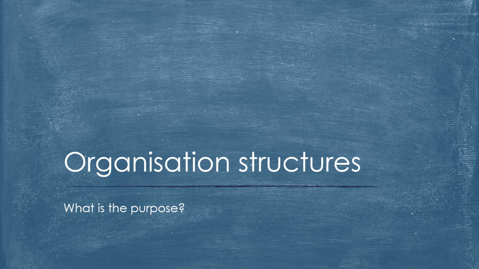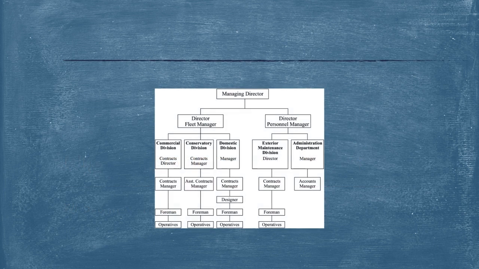Okay, the second part of looking at this is to examine organisation structures and what the purpose of them is. We'll look at this bit and then we'll look at how strategies are developed. So this is an example of a structure. This is just one that I googled ages ago, which I just put on there. This is for a private sector company.